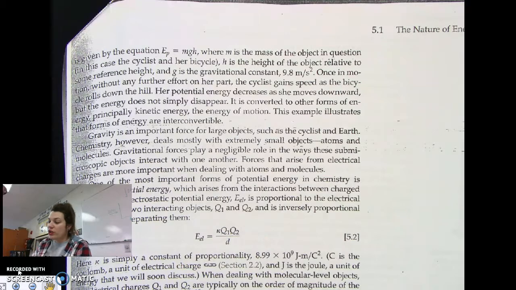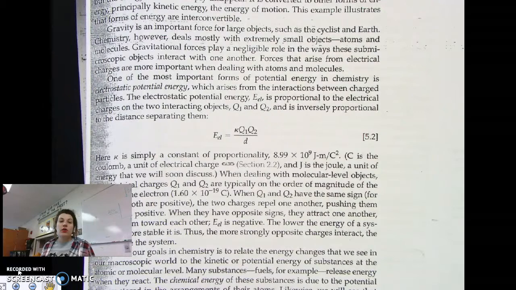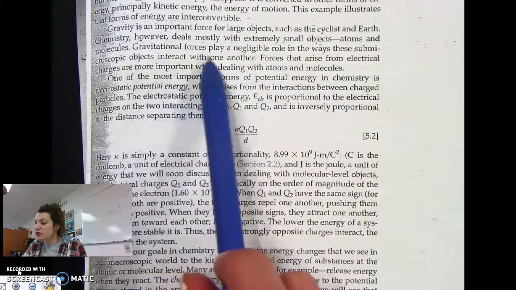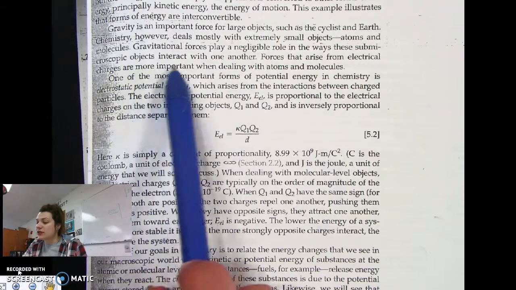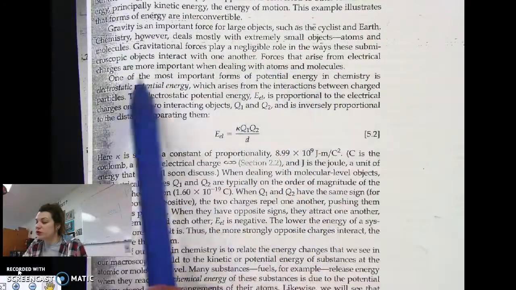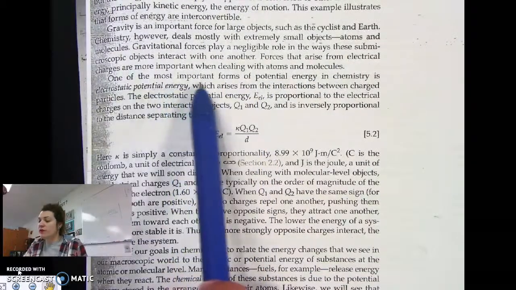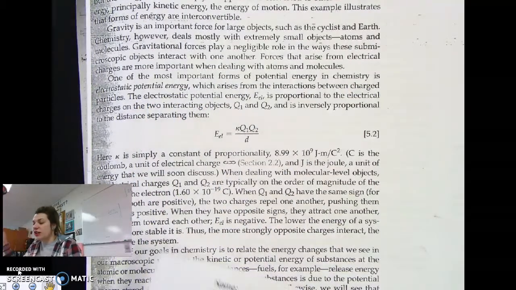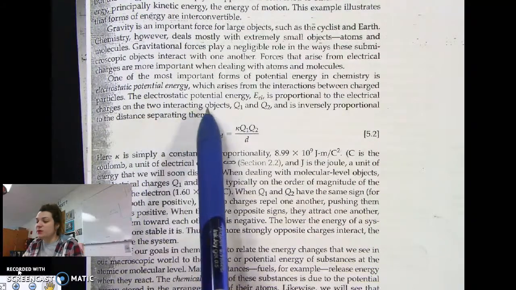Now gravity is an important force for large objects, but in chemistry, we don't really deal with that because our objects are very, very tiny. So we're going to keep reading here. It says small objects, gravitational forces play a very small role in the ways these submicroscopic objects interact with each other. Forces that arise from electrical charges are more important when dealing with atoms and molecules. One of the most important forms of potential energy in chemistry is electrostatic potential energy, which arises from the interactions between charged particles.